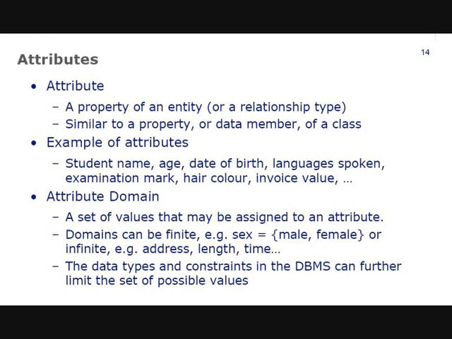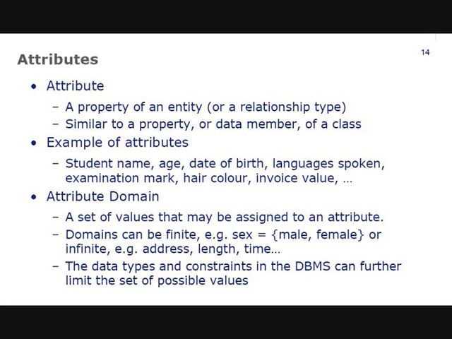So kind of examples that we might think of: the student name, the age, the date of birth, the languages spoken, the sports that the student plays, anything like that, the hair color, an invoice value. All of those might be properties of a particular object. So they are attributes.